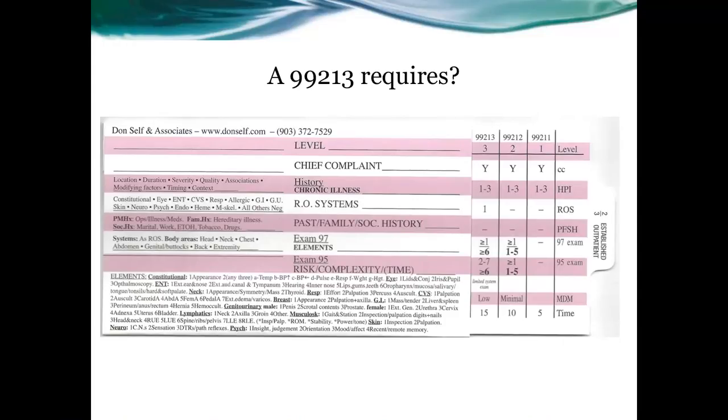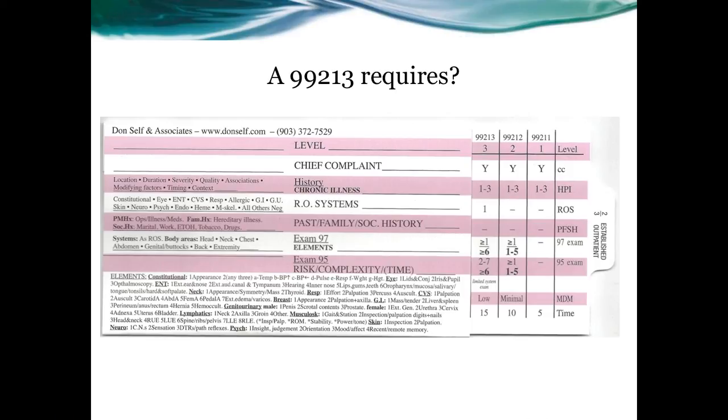99213, okay, again, chief complaint, 1 to 3 history, 1 review of systems. By the way, the number one reason as an auditor I downcode a doctor from a level 3 to a level 2 is they do not give me review of systems. Review of systems is where you ask the patient questions and they answer the questions and you record the answers. Okay, this is not going to be observation. This is going to be reviewing the systems, asking patient-specific questions about it.